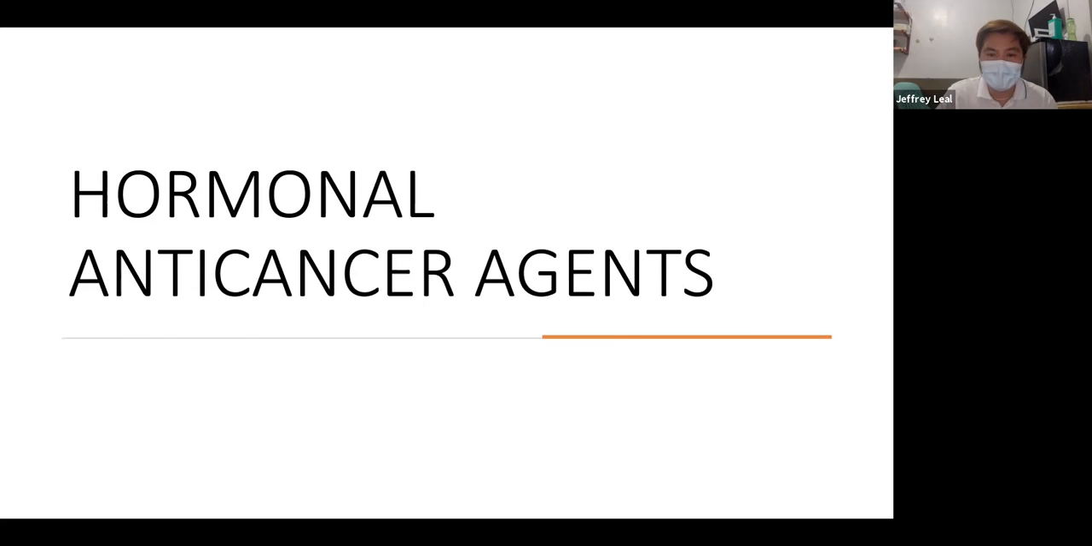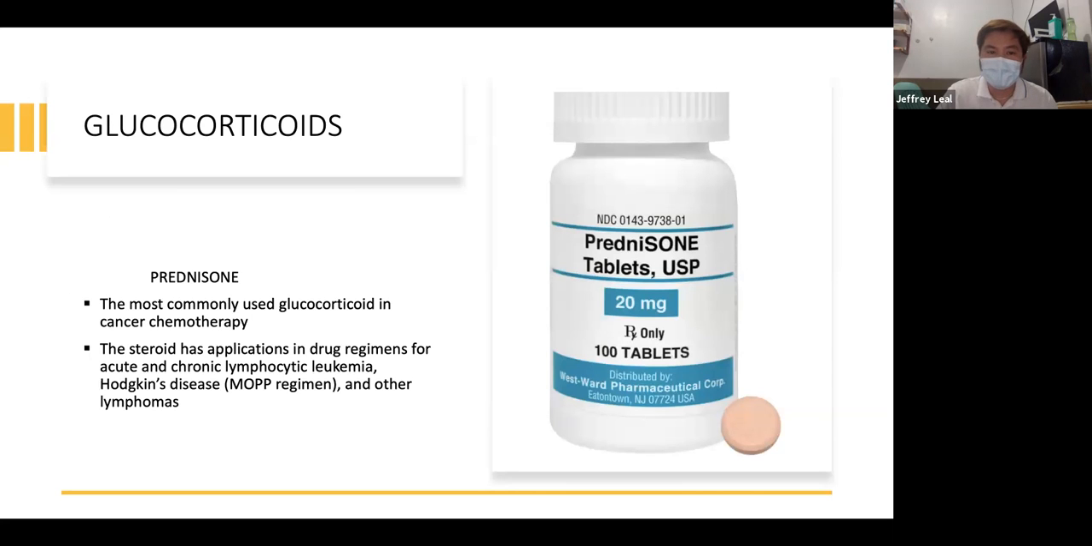We have also hormonal anti-cancer drugs. So we have glucocorticoids. Under your glucocorticoids, ito yung kasali sa mga regimen. There's always prednisone, and it is the most commonly used glucocorticoid in cancer chemotherapy. The steroid has applications in drug regimens for acute and chronic lymphocytic leukemias, in the MOPP regimen for Hodgkin's disease and other lymphomas.